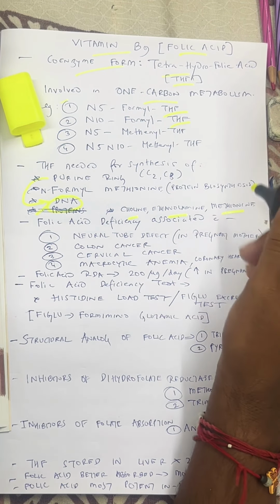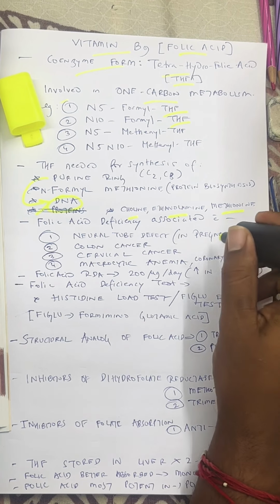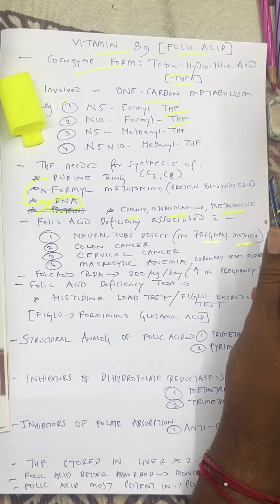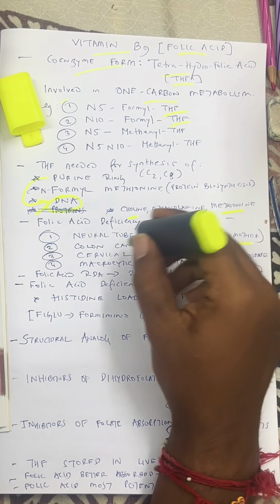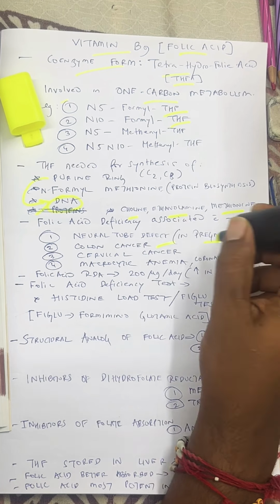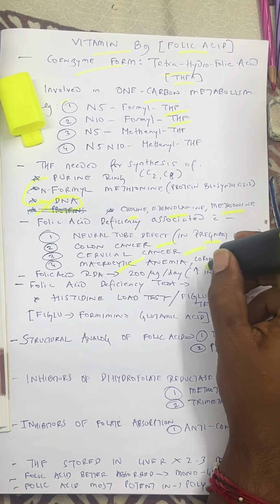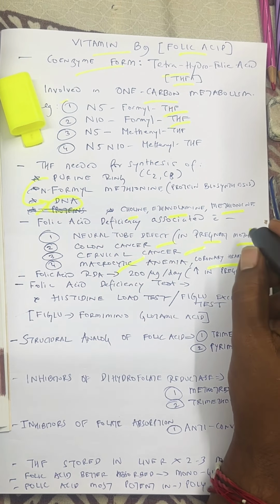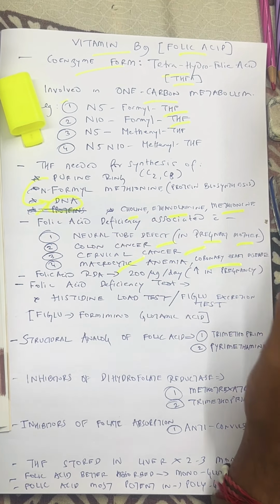Folic acid deficiency associated disorders, very important: neural tube defect, especially in pregnant mothers. That is why pregnant mothers are given a special dose of folic acid separately. Also, folic acid deficiency will give rise to colon cancer, cervical cancer, macrocytic anemia, and this is important, coronary heart disease due to hyperhomocysteinemia, which is treated by vitamin B6, B9 and B12.